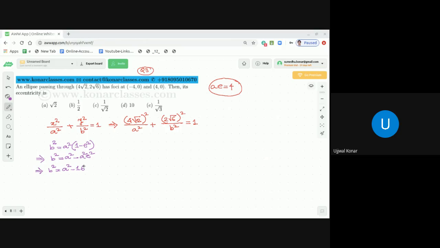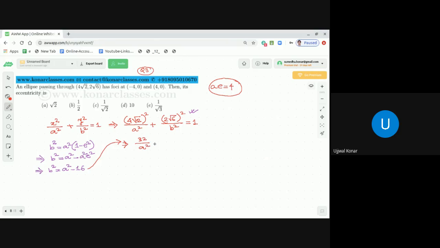And that b square equal to a square minus 16, we are going to apply in the equation we derived. So let me come back to the same red color and write it here. What we're going to get, dear students, is (4 root 2) whole square. So (4 root 2) whole square is actually 32 by a square.